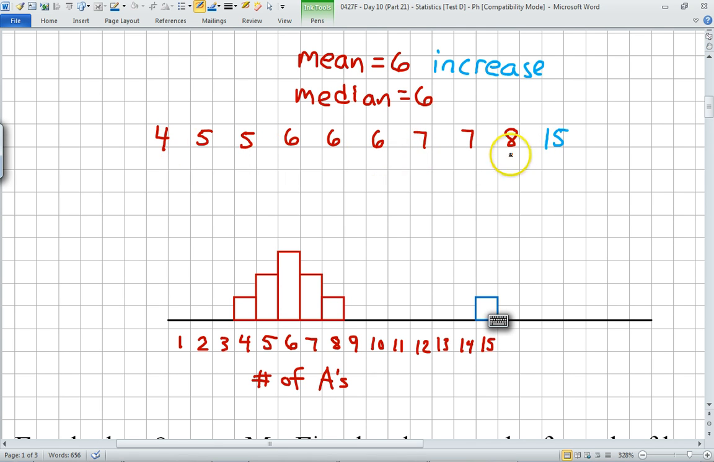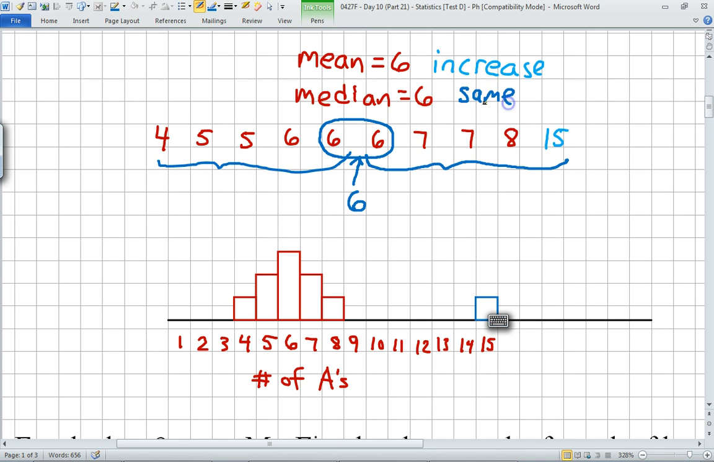So let's see. Instead of 9 values, I have 10 values now. So this data could be separated evenly into two sets with 5 on the left and 5 values on the right. That means this is the middle right here between the 6 and the 6. In other words, I have two middle numbers. Whenever I have two middle numbers, if I want the median, I just add them up and divide by 2. Obviously, if I take the average of 6 and 6, I'm still going to get 6. So the median is still 6, even though I added 15 onto the end. The median is going to stay the same.